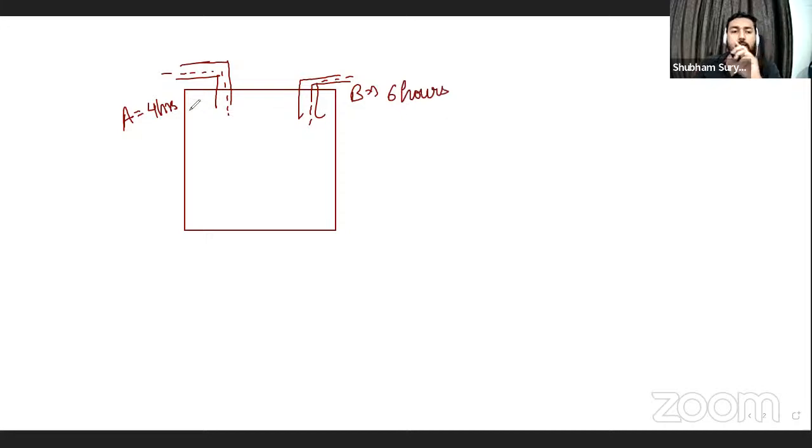Okay. Now this is a tank, and the capacity of the tank is not known to us. Let's say there's a pipe A which can fill the tank exactly in 4 hours. There's a pipe B, which can fill the tank exactly in 6 hours, guys. Now, if both the pipes A and B are open, how much time will it take to fill the tank? Please type your answers in the chat, guys.